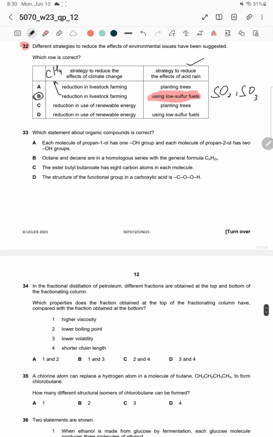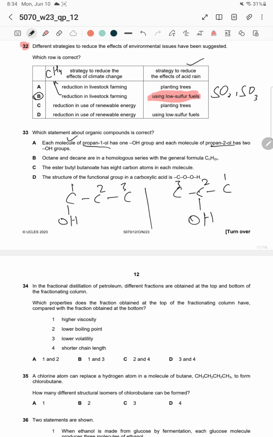33, which statement about organic compounds is correct? Option A: each molecule of propan-1-ol has one OH group, and each molecule of propan-2-ol has two OH groups. Dear student, this is propan-1-ol, and this one is propan-2-ol. This is 1, 2, 3. Propan-2-ol also has 1 OH group, so A can't be the right option.